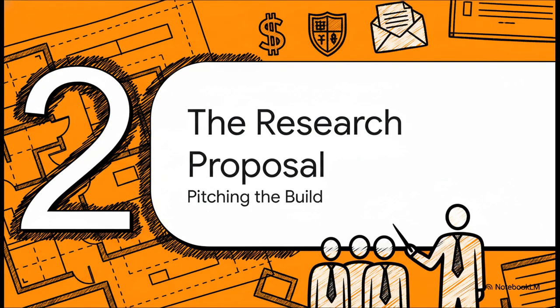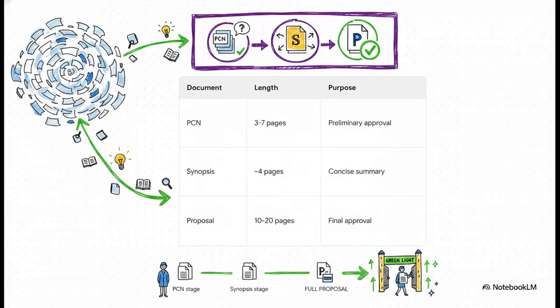Section 2, crafting the research proposal, pitching the build. You know, navigating proposal documents can often feel like you're just drowning in paperwork, but the specific document you need depends entirely on the stage of your pitch. You might just start with a project concept note, or PCN. It's a quick 3 to 7 page document meant solely to get preliminary approval on your initial idea. Then there's the synopsis, which is a really concise summary, usually around 4 pages, summarizing a much larger plan. But the full proposal? That's your 10 to 20 page thorough strategy, complete with your entire budget, methodology, and timeline. That's the heavy hitter you need for the final green light.